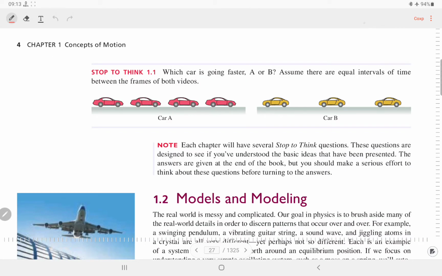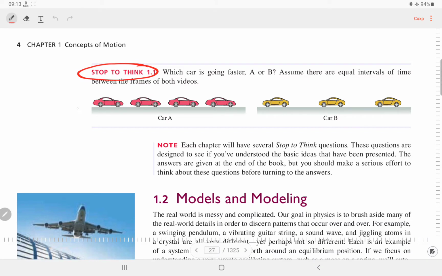Now there is a simple question to think about. Stop to think. We will stop here and try to think. Question: which car is going faster, A or B? Assume there are equal intervals of time between the frames of both videos.